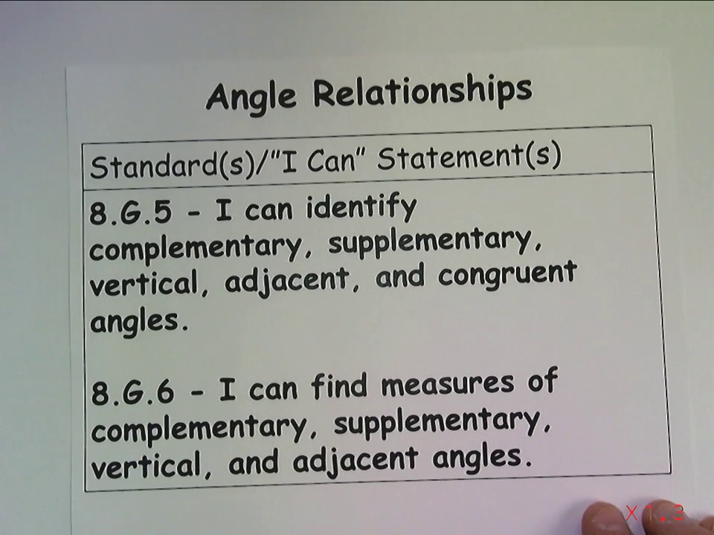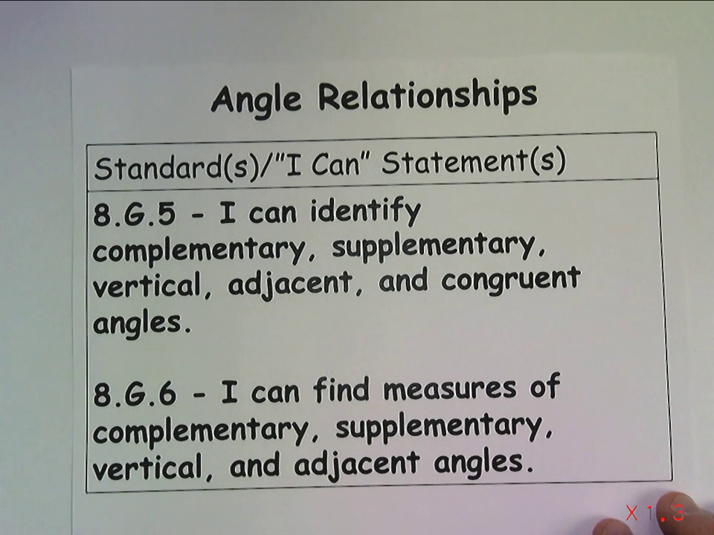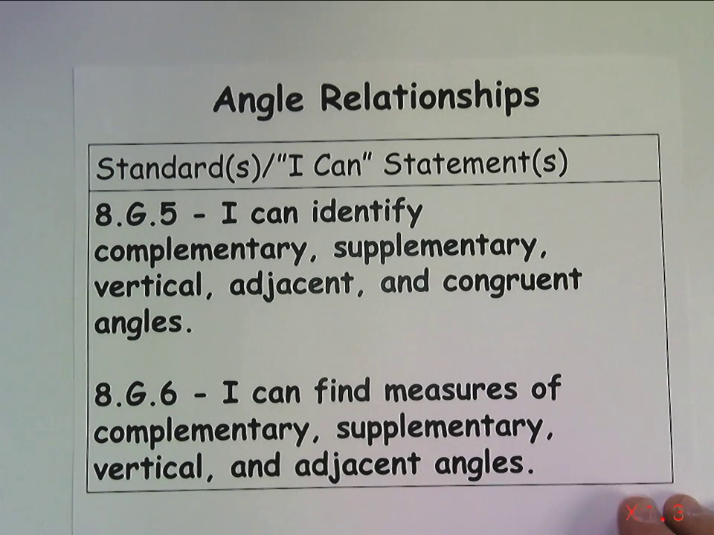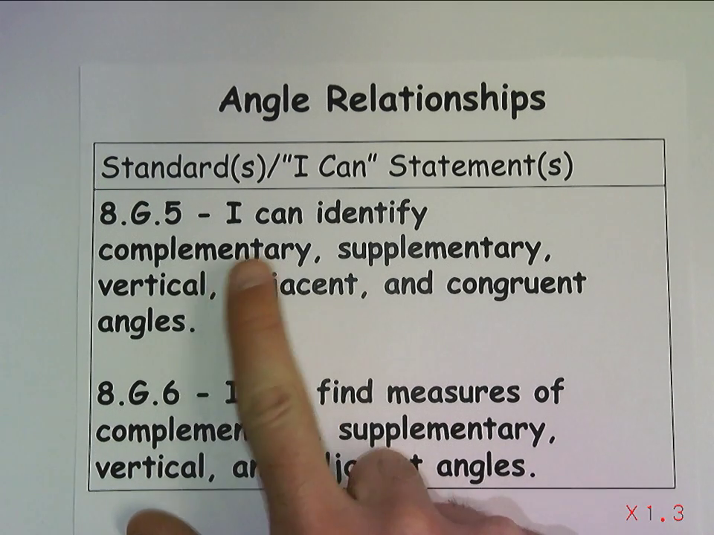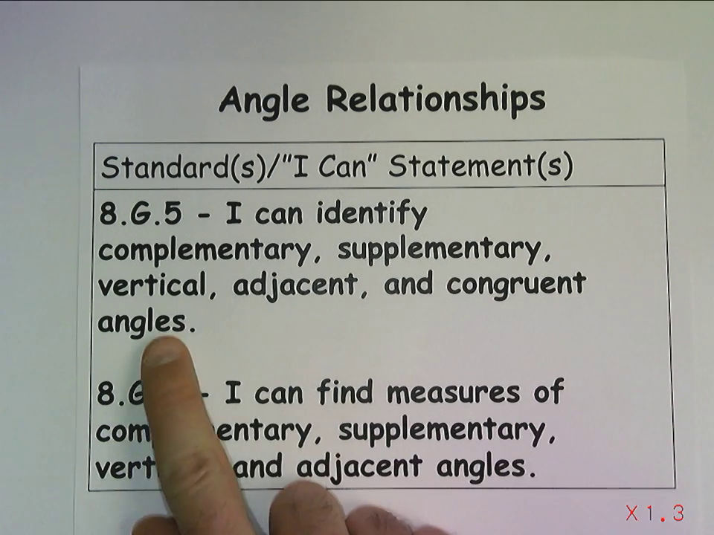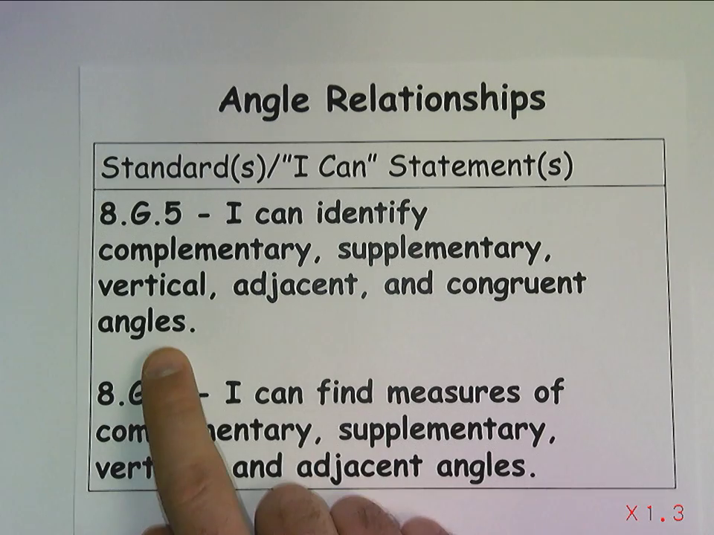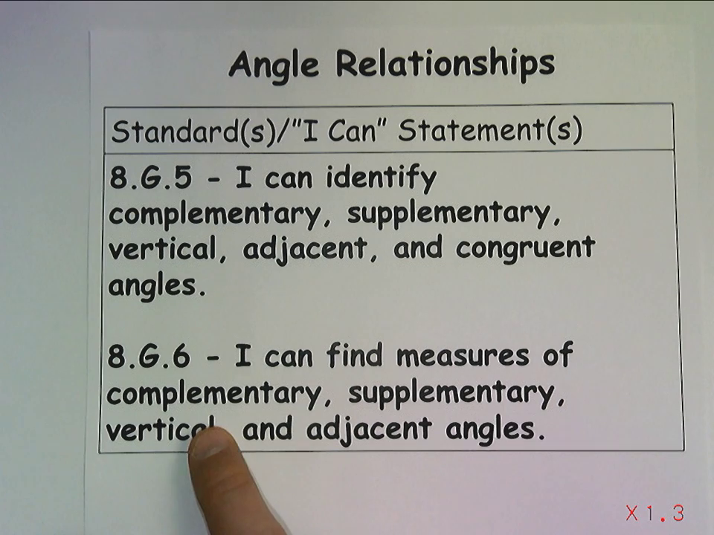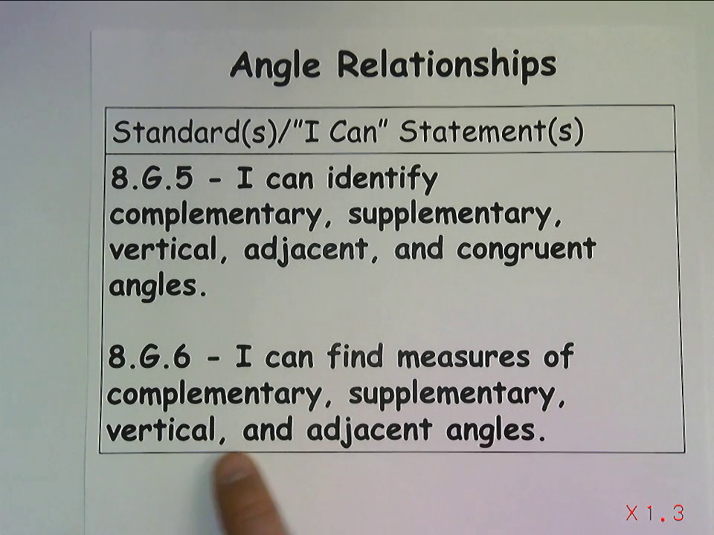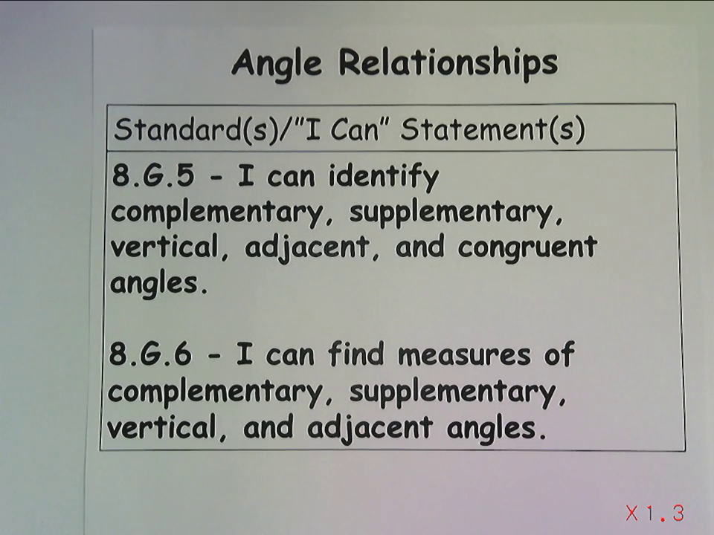Today's seminar is going to focus on angle relationships, and the standards or I can statements that we'll be focusing on are: I can identify complementary, supplementary, vertical, adjacent, and congruent angles, and I can find measures of complementary, supplementary, vertical, and adjacent angles. So just doing two different things here today. We are identifying as well as finding different measures using algebra.